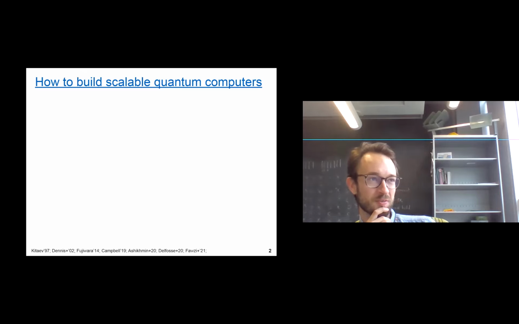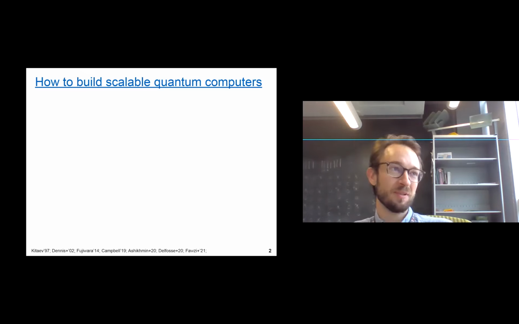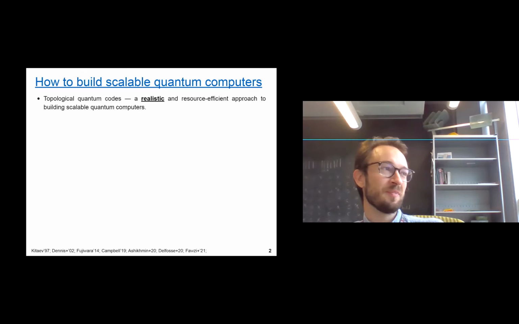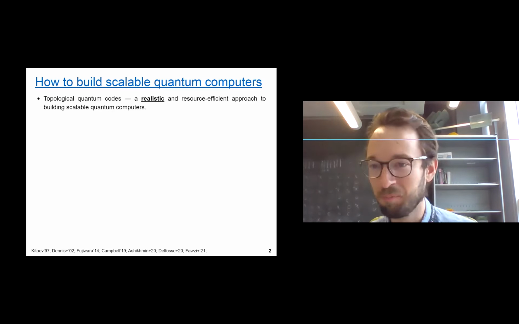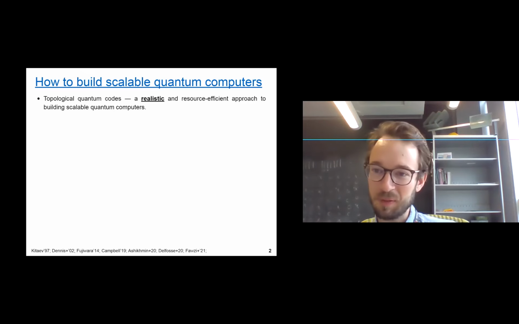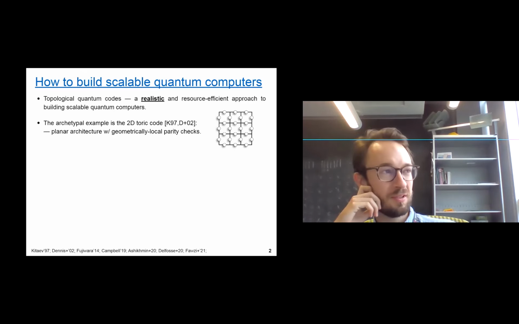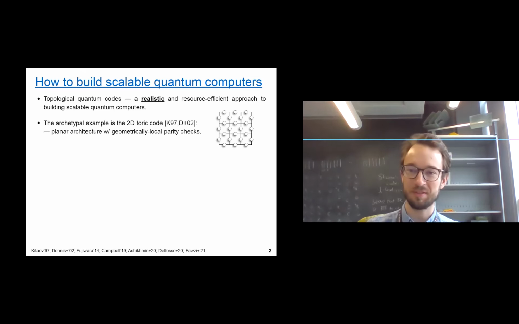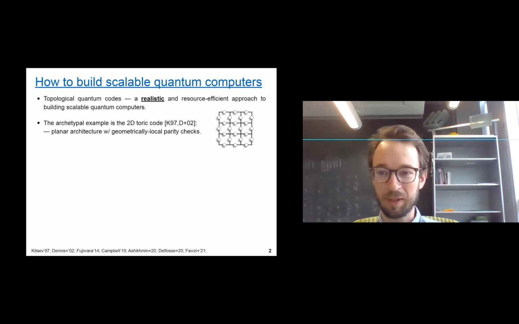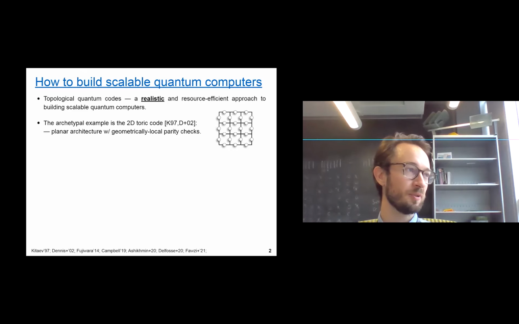So the big question we're all working on, I suppose, is how to build a scalable quantum computer. And a lot of us also want to look at topological codes, because they're something that we can imagine we can engineer actually in the lab. Although maybe they haven't quite been realized yet, people are definitely making big strides towards this. The archetype of a topological code is Kitaev's 2D toric code, which I'm sure everyone is familiar with. And this is very nice. It has this planar architecture with geometrically local parity checks, and also a high threshold in practice.